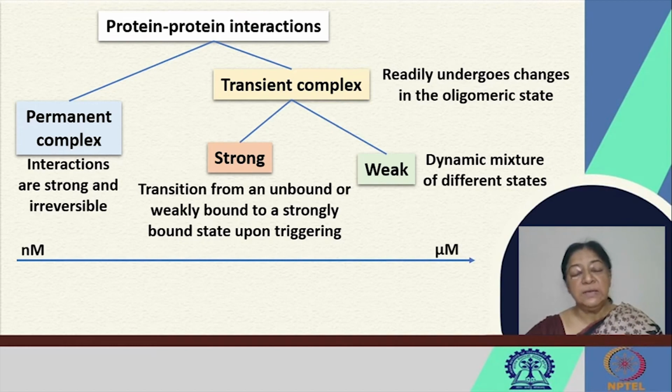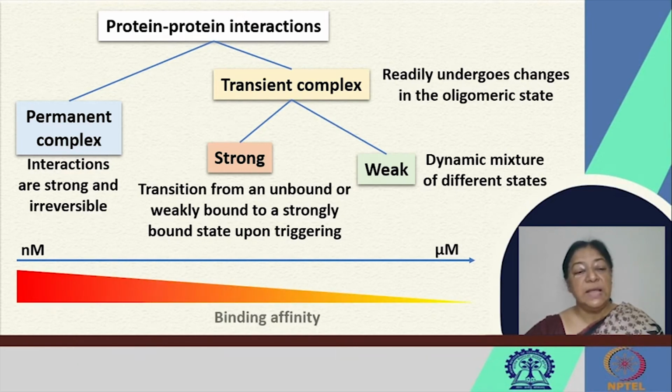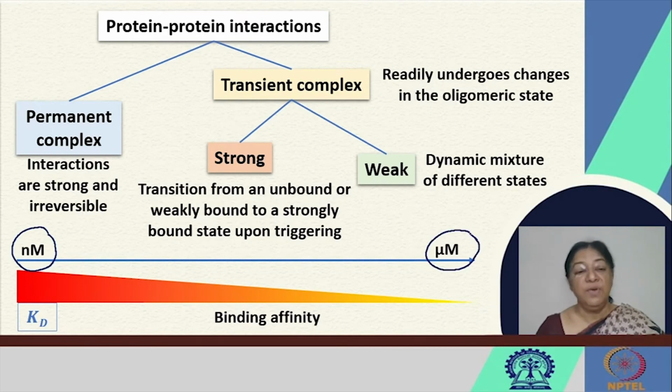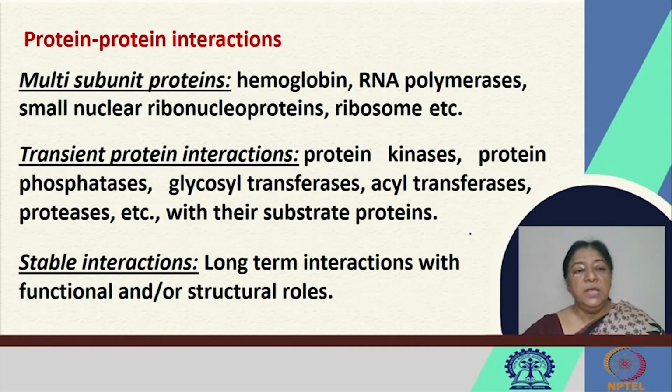If we look at the affinity, or rather the dissociation constant values that we had studied previously in protein ligand interactions, we realize that the binding affinity is going to be very strong for a permanent complex, as reflected in the values of the Kd constant. We know that a smaller Kd indicates a tighter binding, and the weak are of the order of micromolar values for the Kd. So the protein-protein interactions can occur in multi-subunit proteins, say for example hemoglobin, the ribosome, RNA polymerases.